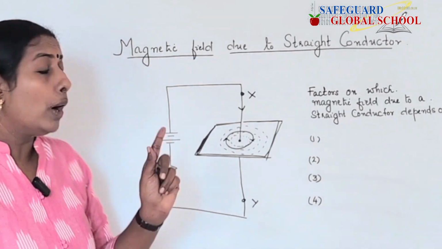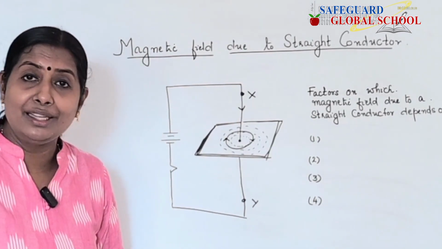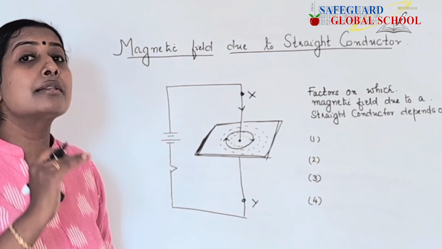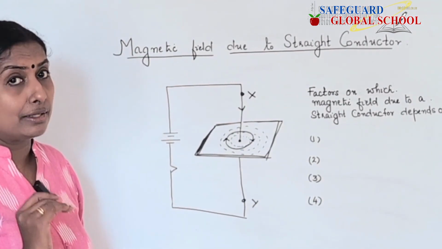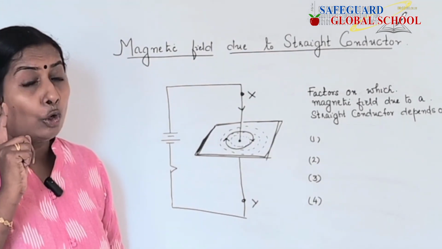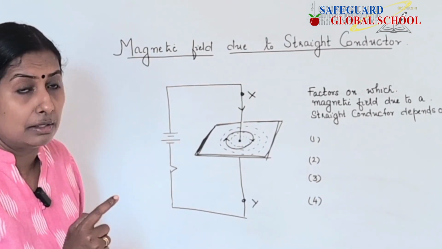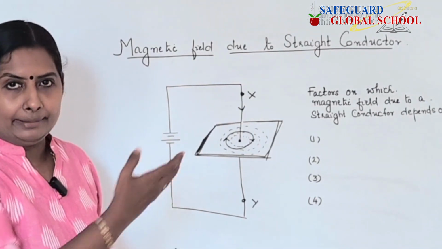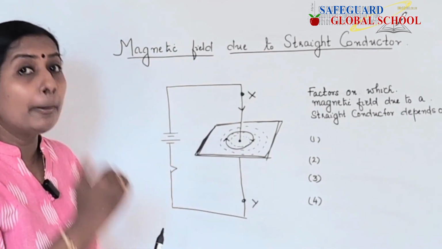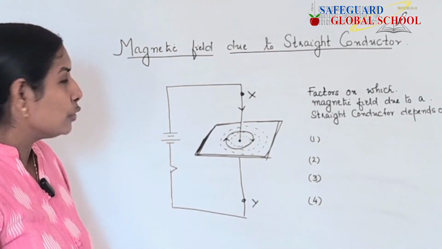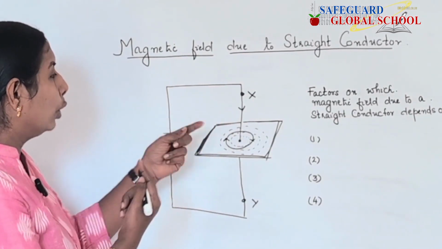To sum up, children, what is the nature of the magnetic field lines around a straight conductor carrying current? There will be concentric circles lying in a plane perpendicular to the conductor. That is your answer. You can see so many circles, like how the iron filings are arranged. They are concentric circles in a plane perpendicular to the conductor. When I reverse the current, the direction of the magnetic field also changes.